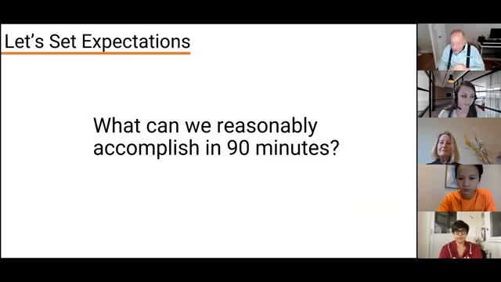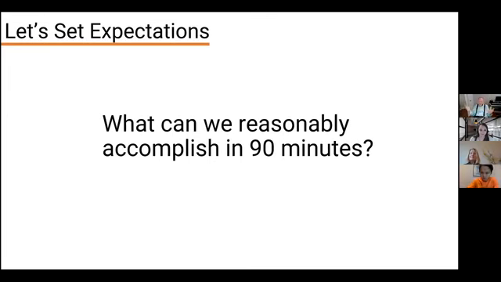So let's talk about expectations. This is not the ideal way that I would like to be running this session. I'd like to be sitting in a room with you for more time. I'd like to be able to have you do some writing. We could discuss it and critique it. And that's going to be tough in this environment. We'll do as much interactivity as we can.